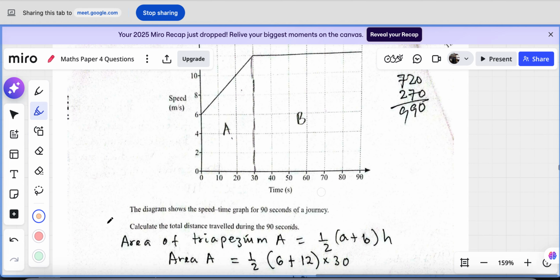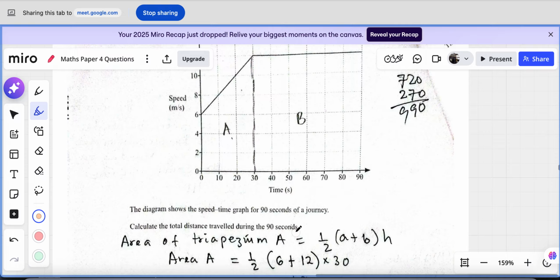We say the diagram shows the speed time graph for 90 seconds of a journey. You can see the time is 90 seconds. Calculate the total distance traveled during this 90 seconds. This is the advantage for those who are doing physics. This is a big advantage for you. It's in math and it's in physics. Okay, so now let's take a look at this quickly.